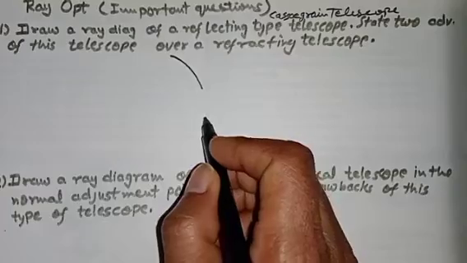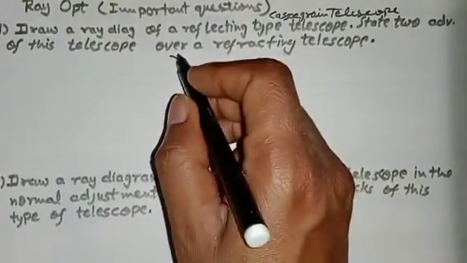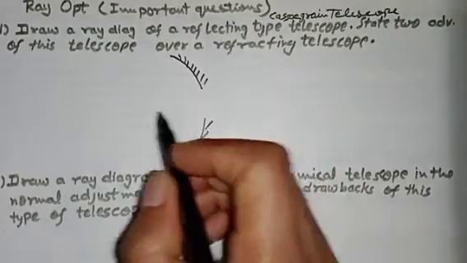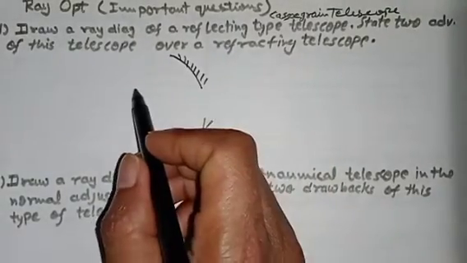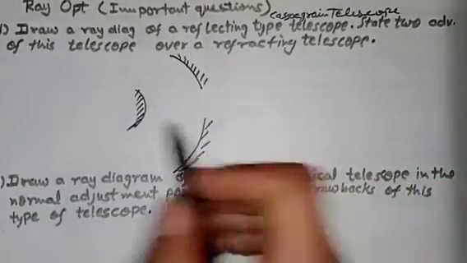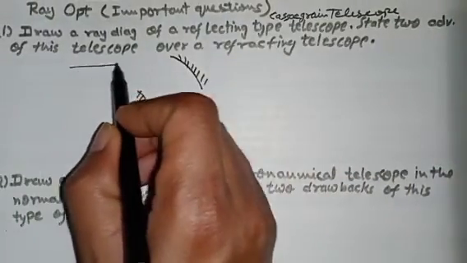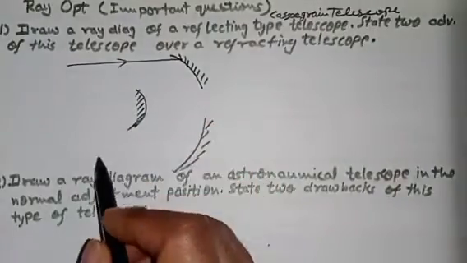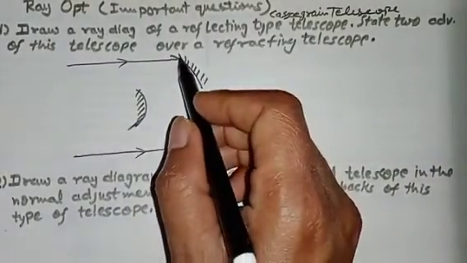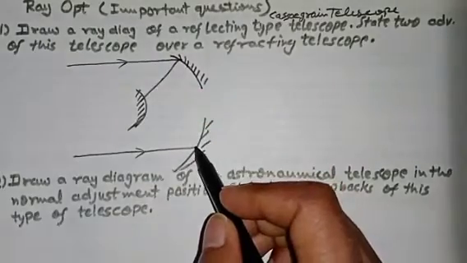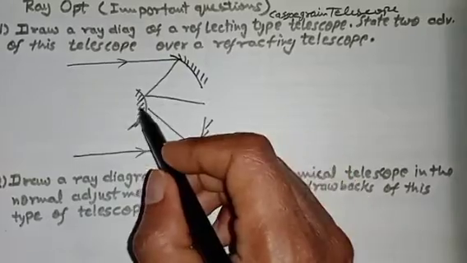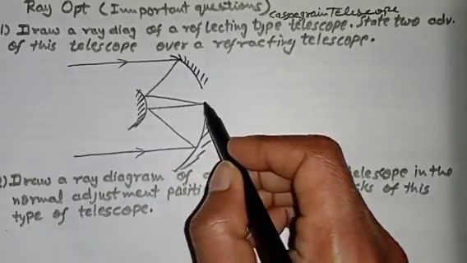And of course, you can draw by practicing it many times, and you can directly draw it without using any geometrical instrument as I am doing. So you can save your time also. So there are two parallel rays from a distant source. It will reflect back onto this mirror, and then it will reach that eyepiece.